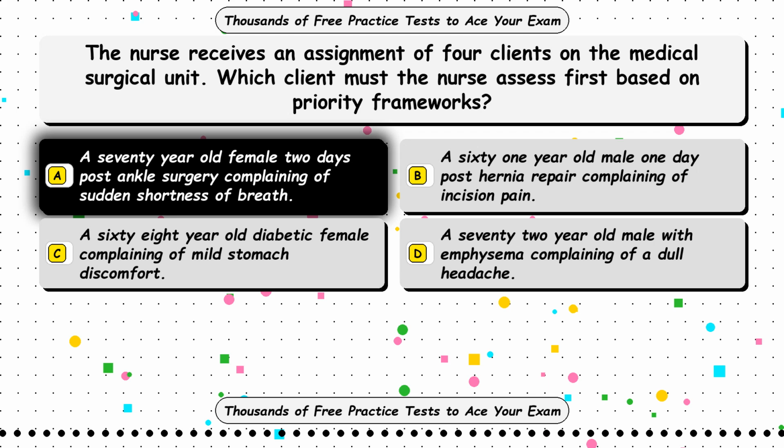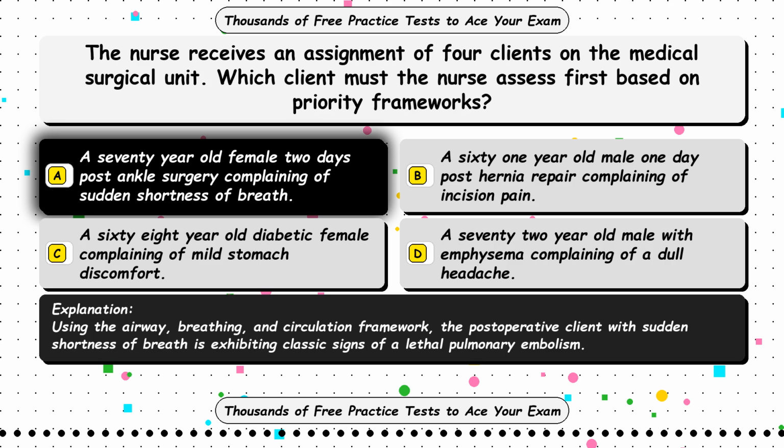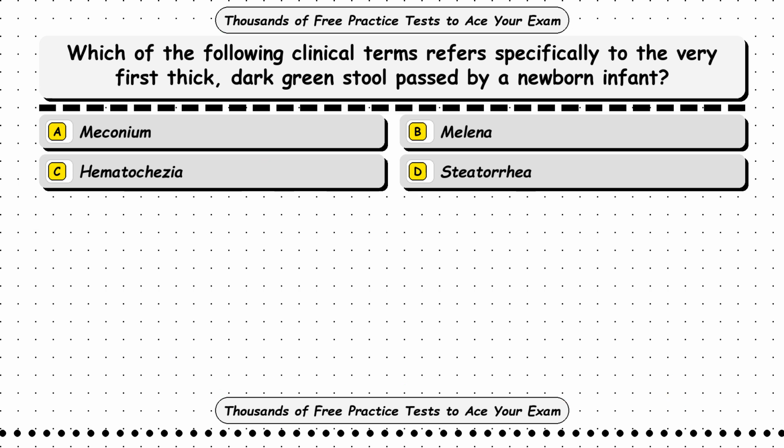The correct answer is option A. A 70-year-old female 2 days post-ankle surgery complaining of sudden shortness of breath. Using the airway, breathing, and circulation framework, the postoperative client with sudden shortness of breath is exhibiting classic signs of a lethal pulmonary embolism.